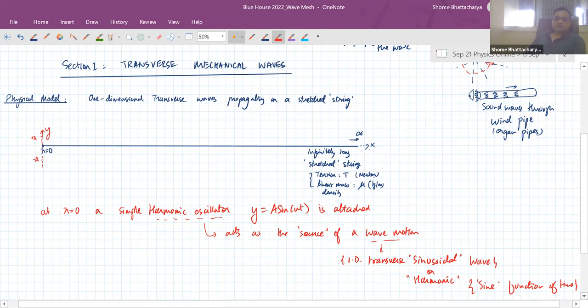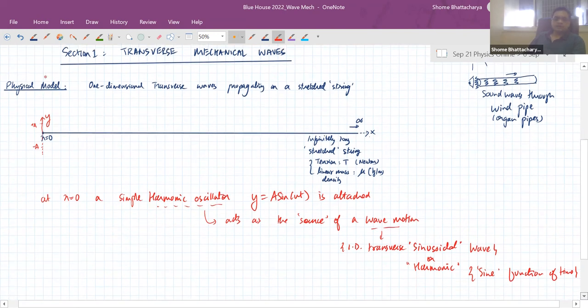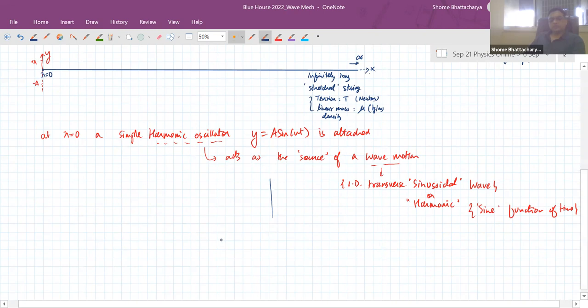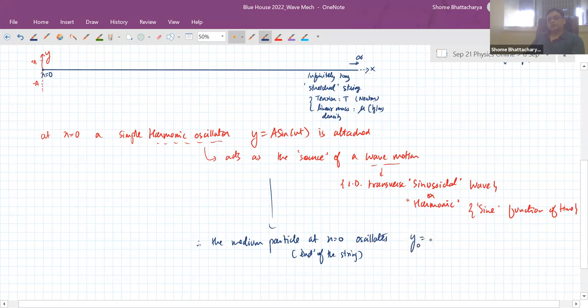So when we attach this simple harmonic oscillator to the point x equal to 0, or to this end of the string, we see that the particle located at x equal to 0 has the oscillation given by this equation. Because we attach the oscillator to it, the particle located at the origin of the string is forced to oscillate with the oscillator, or with the source. So the particle at x equal to 0, or you can say the medium particle, that is the point on the end of the string, oscillates by the equation y naught equals a sine omega t.